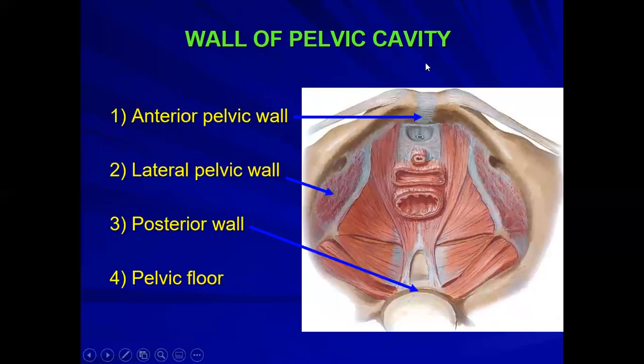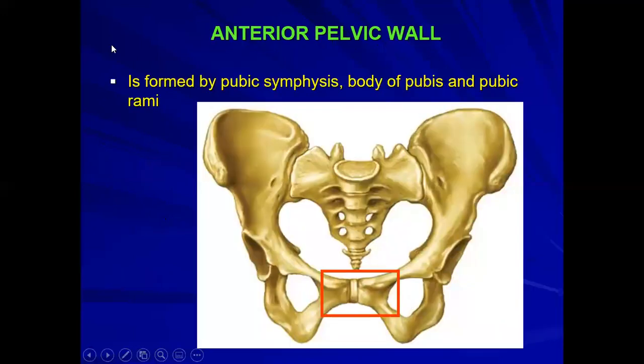And for the wall of the pelvic cavity, if you see here, this is the wall of the pelvic cavity. We have the anterior pelvic wall, the lateral pelvic wall, the posterior pelvic wall, and the pelvic floor. For the anterior pelvic wall, it is formed by the pubic symphysis. This is the pubic symphysis that forms the anterior pelvic wall.